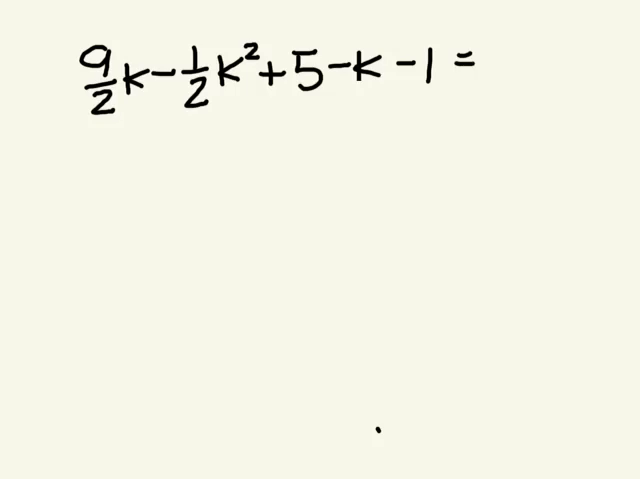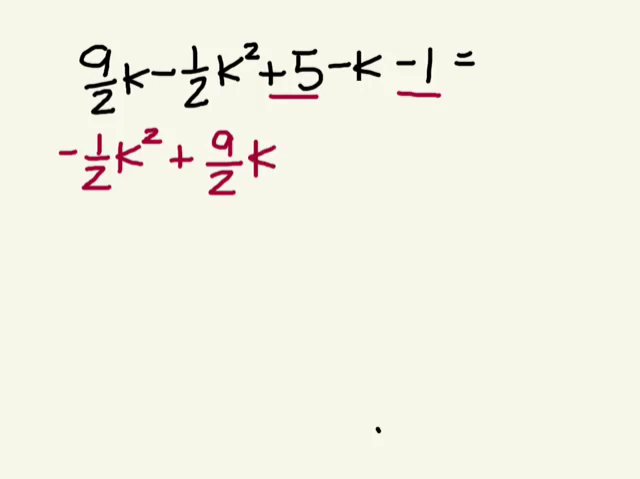It always helps me to put my terms in order. I can also go ahead and combine some like terms here. So I'm going to go ahead and add the 5 and the negative 1 and put everything else in order. So I have negative 1/2 k squared plus 9/2 k minus 1k, which is 2 over 2 k's, plus 4.